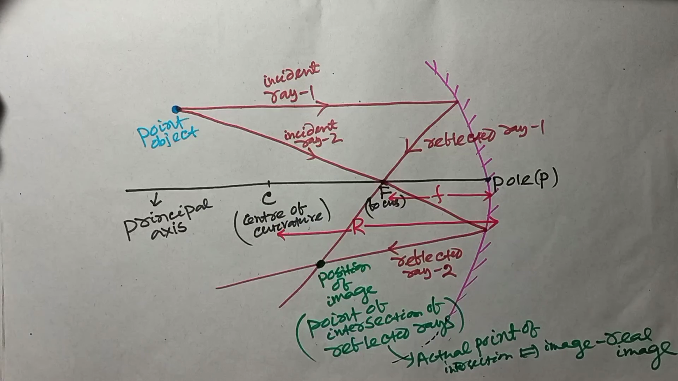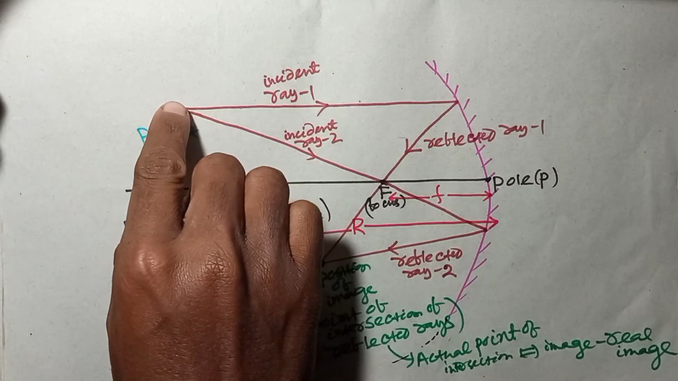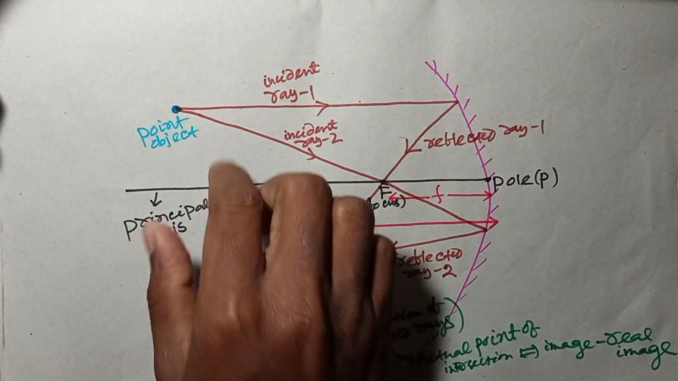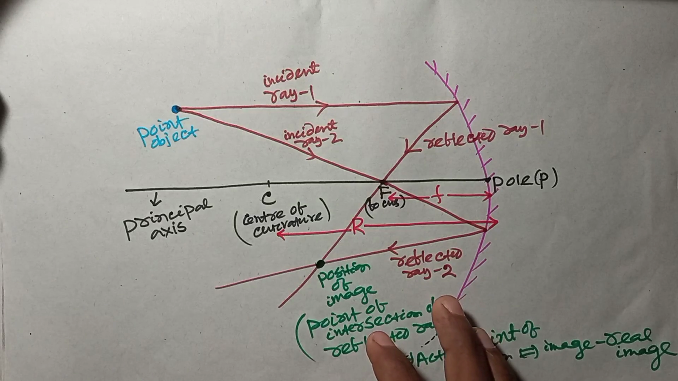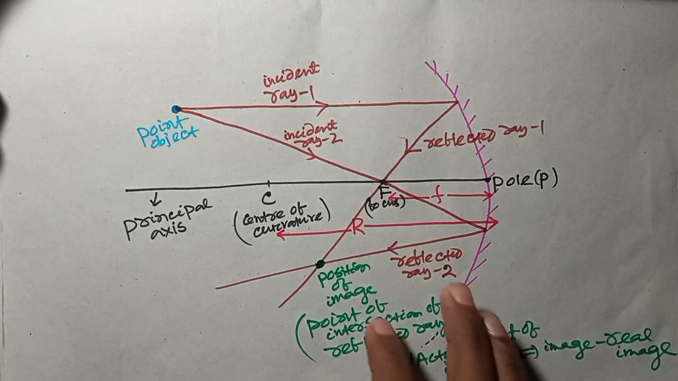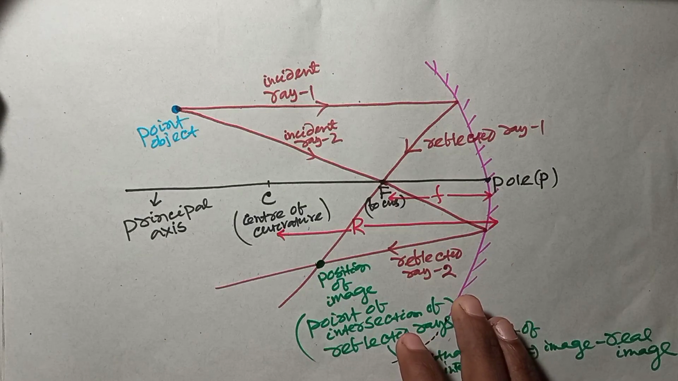So this is the way to determine the position of the image. Okay. So you have to draw two incident rays and their corresponding reflected rays. Okay. And the point of intersection of the reflected rays will give you the position of the image.